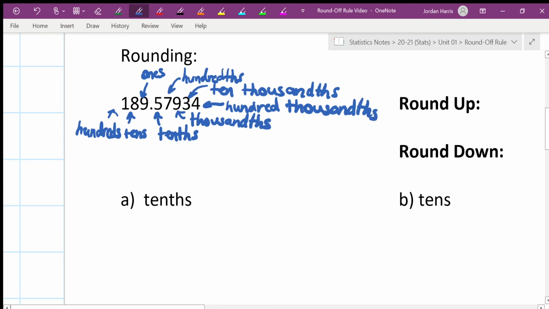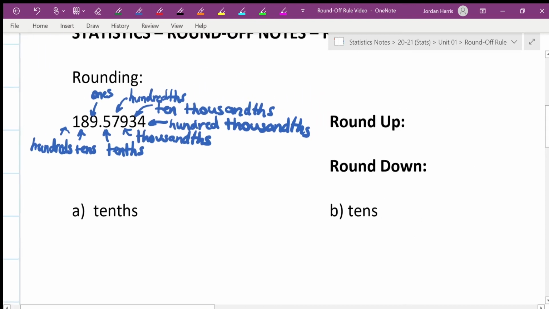Okay, so when we talk about places, we're going to use these names. Round to the tenth place, round to the hundredth place. You need to know that the tenth place is 1 decimal. The ten-thousandth place is 4 decimals. The thousandth place is 3 decimals. Okay, so you got to understand that.